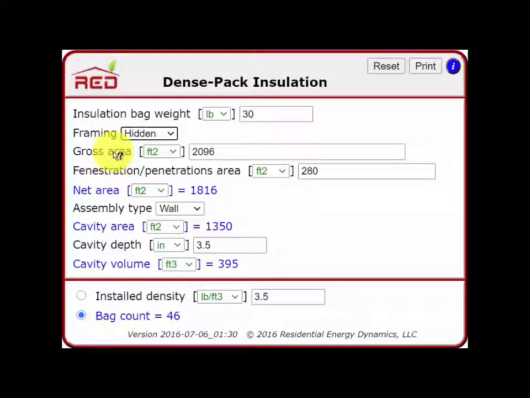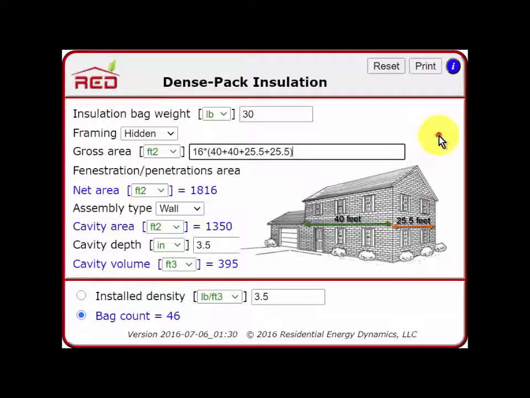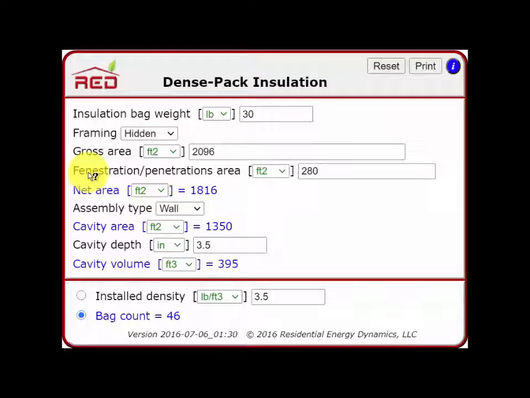We've got gross area. This is the area of the wall that we are DensPaking. Notice that I've entered math on the fly here, so when I click outside the box, I get my result. The fenestration penetrations area, this is windows and doors and other things that are poking through the wall that impact the square footage. I've entered 280 square feet. Here, for the 1816, the 280 square feet is subtracted from the gross area that I entered.